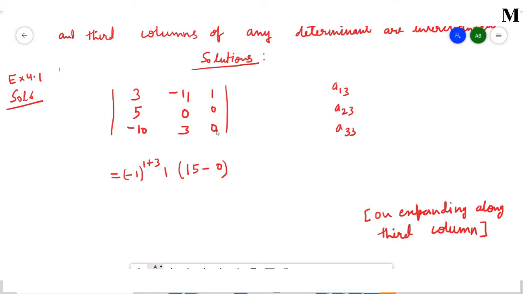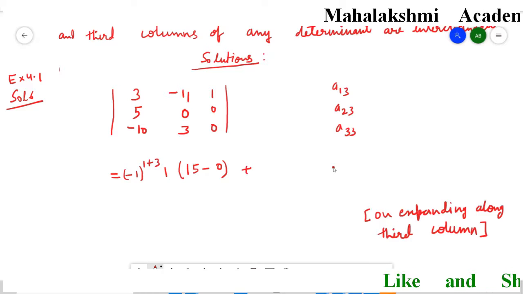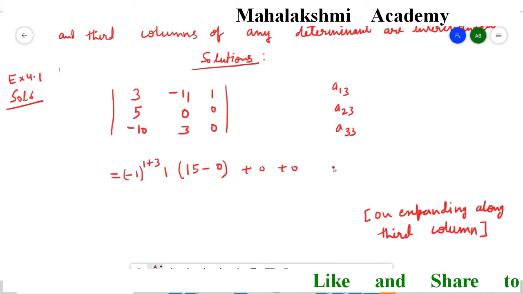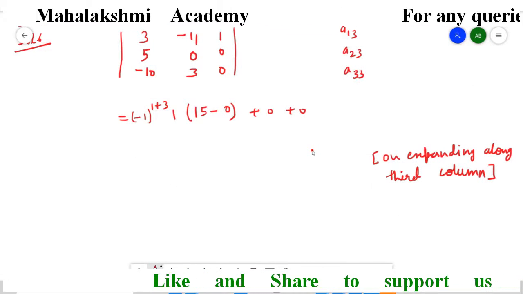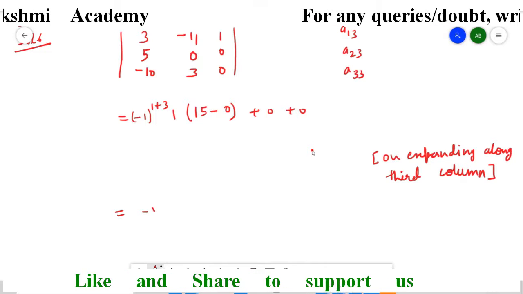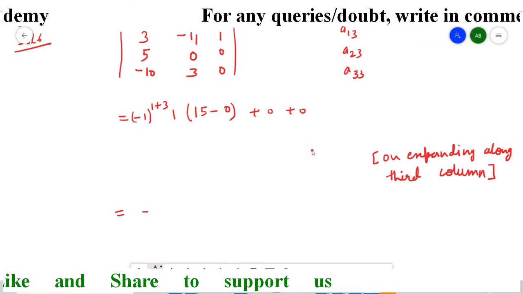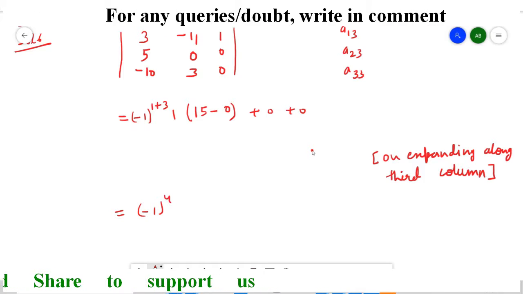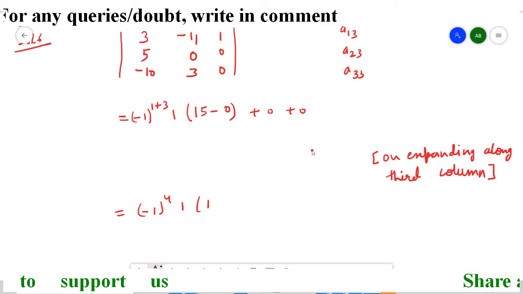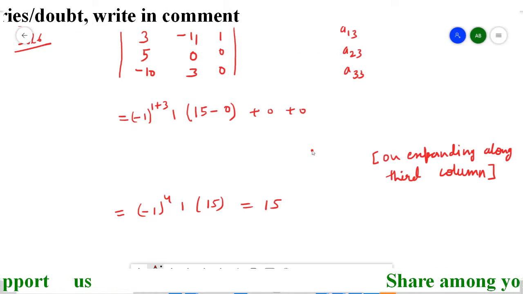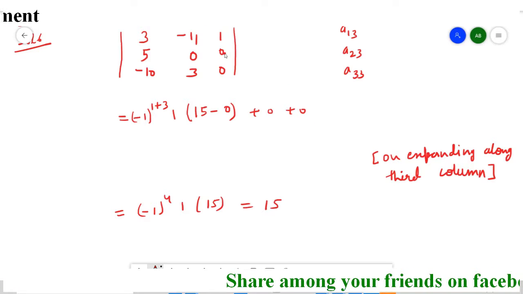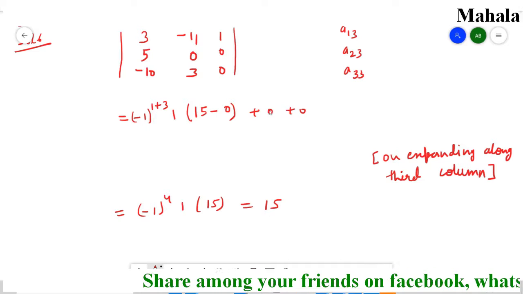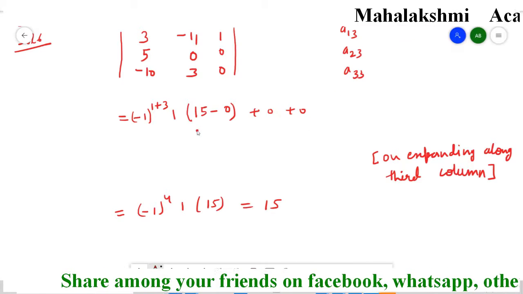Now the second element and third element are 0. So here directly 0, 0 will come, because there is no use writing all the complete things, because everything is going to be 0. So its answer is going to be minus 1 power 4, then 1 multiplied by 15, that is only 15. So the answer is 15. Now this is the benefit of opening along this column, because these terms are 0. So whatever the rest becomes, it is going to be 0. So only this is our answer.